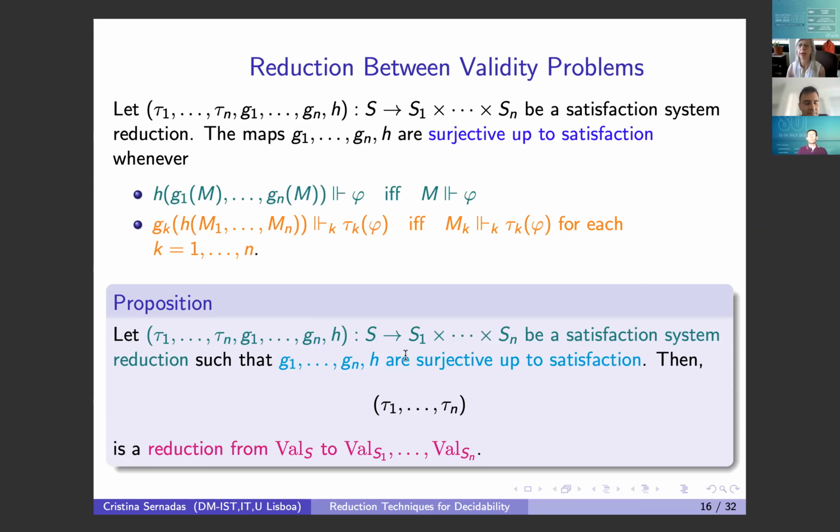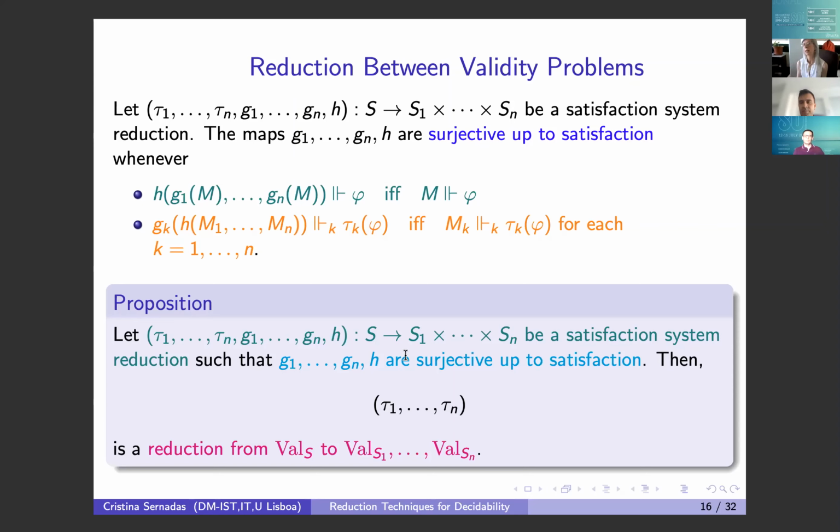So besides requiring that there is a satisfaction system reduction, you should also say that G1 to GN and H are surjective up to satisfaction. I explain what this means. This means the following. Assume that I pick some model M, which is a model in S. Then I should be able to find another model by doing, let's say, a two-step operation. First, providing a model for each S1 to SN, and then using the H to find another model.